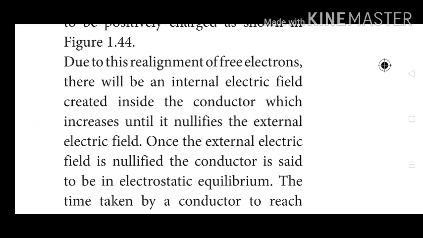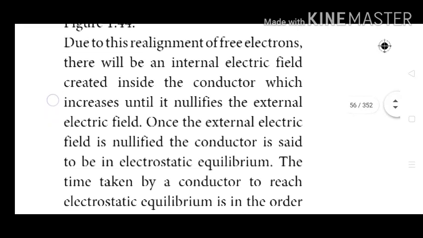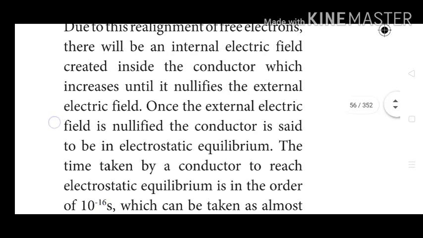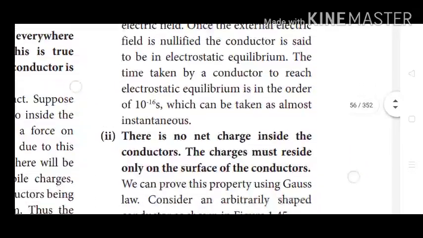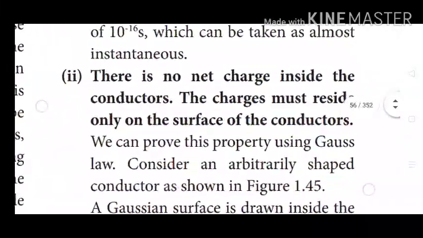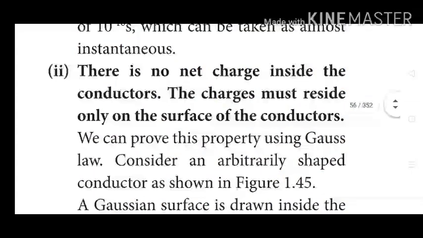Due to this realignment of free electrons, an internal electric field is created inside the conductor, which increases until it nullifies the external electric field. Once the electric field is nullified, the conductor is said to be in electrostatic equilibrium. The time taken by a conductor to reach electrostatic equilibrium is of the order of 10 to the power minus 16 seconds, which can be taken as almost instantaneous. It is very little time.